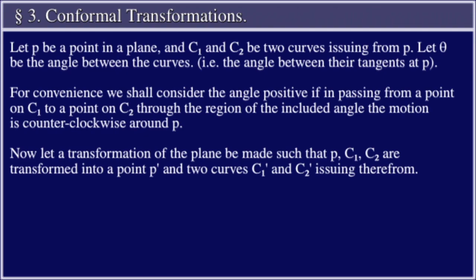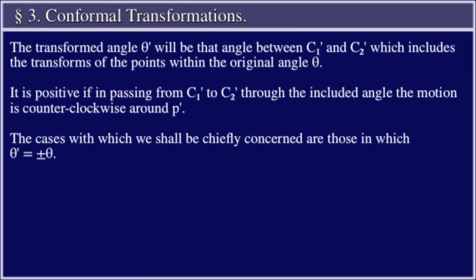Now, let a transformation of the plane be made such that P, C1, C2 are transformed into a point P' and two curves C1' and C2' issuing therefrom. The transformed angle, theta prime, will be that angle between C1' and C2', which includes the transforms of the points within the original angle theta. It is positive if in passing from C1' to C2' through the included angle, the motion is counterclockwise around P'.